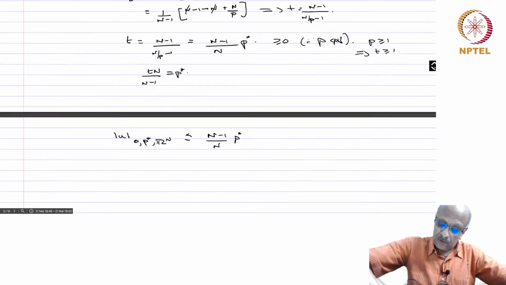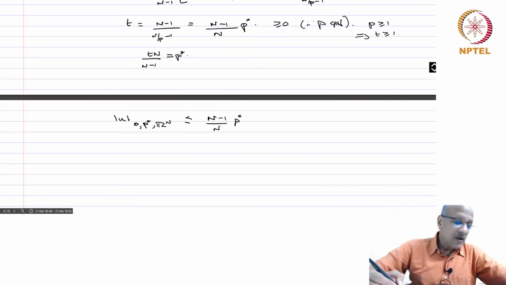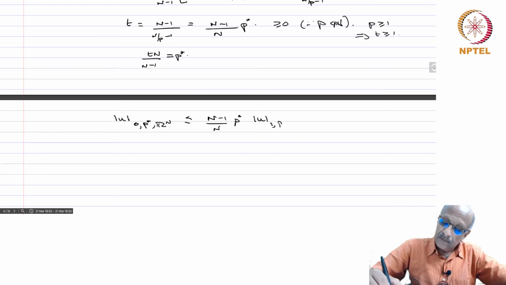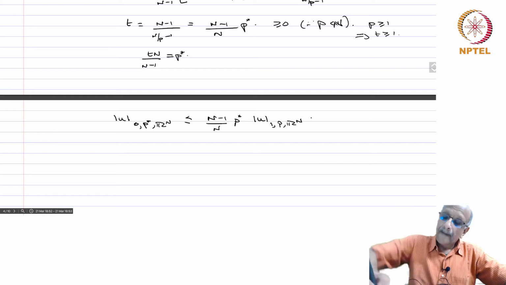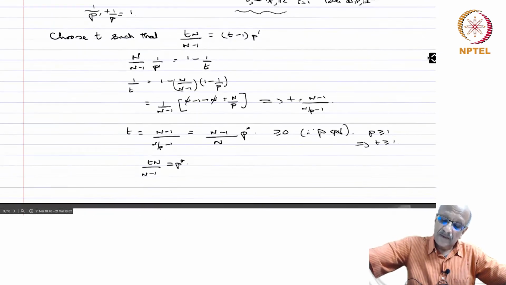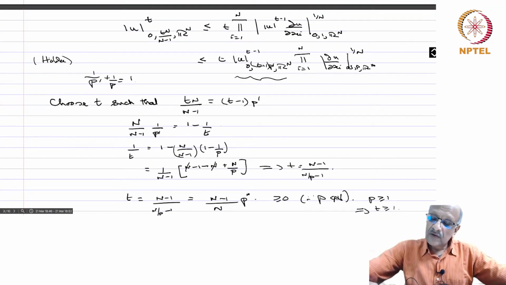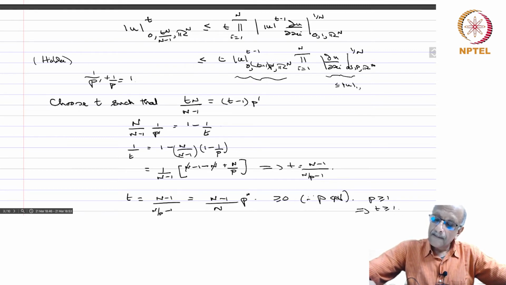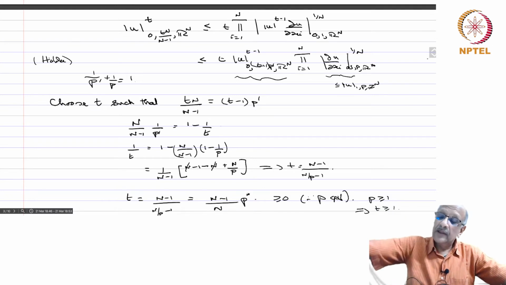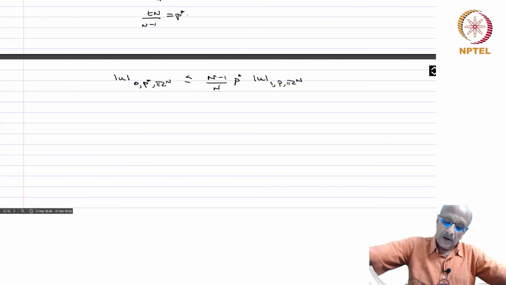And therefore you get this inequality: the norm of u in L^{p*} is less than or equal to the norm of u in W^{1,p}(R^n), because each of these is less than or equal to the norm of u in W^{1,p}(R^n), and there are n of them, and then you are taking the 1/n power, and therefore you get just less than the norm in W^{1,p}(R^n).